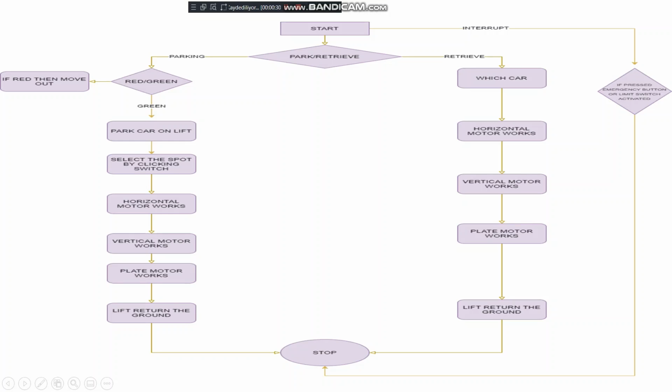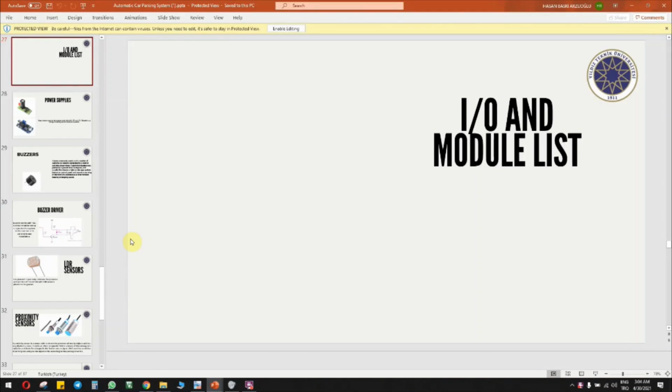Here, I would like to talk about the algorithm. If we choose parking and if the car is suitable to pass, a green light will be on and the whole parking process will be done. If we choose retrieve, the whole retrieve process will be done, and an interrupt will be activated if the emergency button is pressed or the limit switch is on. Thank you.